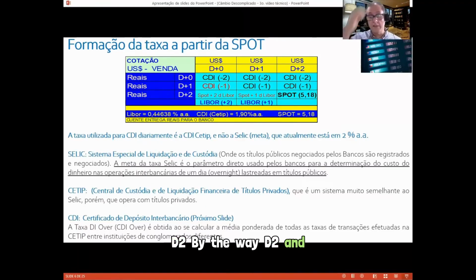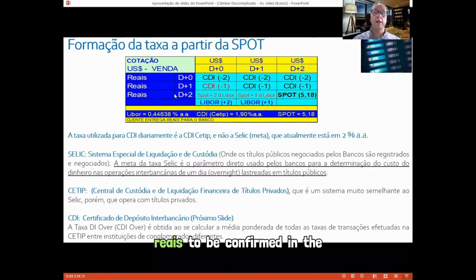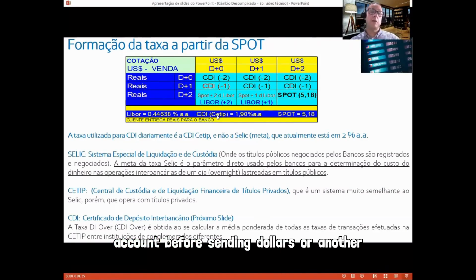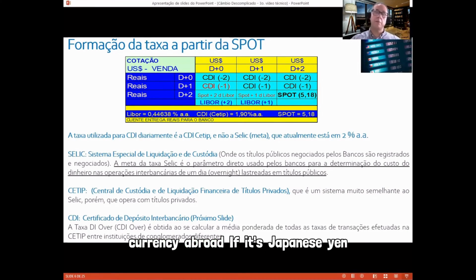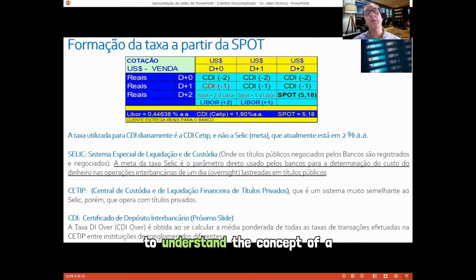By the way, D2 and D2, it's not very advisable because the bank needs to wait for the reais to be confirmed in the account before sending dollars or another currency abroad. If it's Japanese yen, for example, you can't even do it because you need at least 1 day to make the payment, right? So you already have to do it in D1. So this is just for you to understand the concept of a spot rate, okay? The formation of the cost rate.